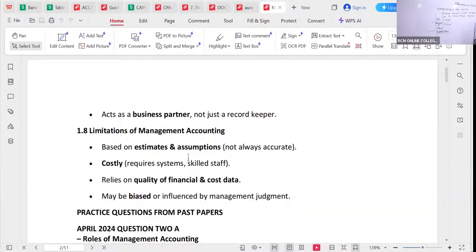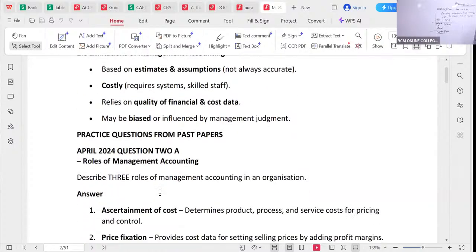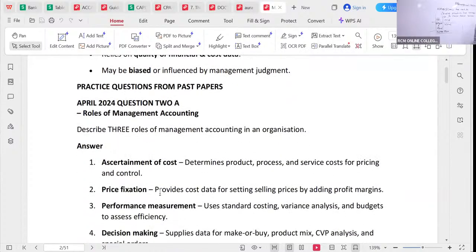So we go to practice questions, of which I would want us to start with April 2024, question number 2. If you don't have a past paper, no problem, it is already there. I've been able to type the question there. April 2024, question number 2A. They asked us to state 3 roles of management accounting in an organization.